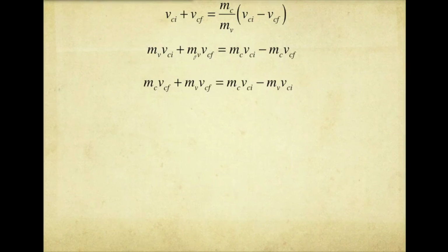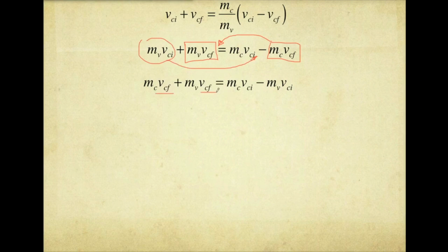Rearrange this. I have velocity of the car final here with a plus and velocity of the car final here but with a minus. So I'm going to put it on the other side of the equation with a plus. Hence I ended up with this. And then this right here is my initial velocity of the car. I'm going to put it on the other side again with a minus. So now I have final velocity of the car, final velocity of the car, and then initial velocity of the car and initial velocity of the car. I have the sum of masses on the left and the difference of masses on the right.